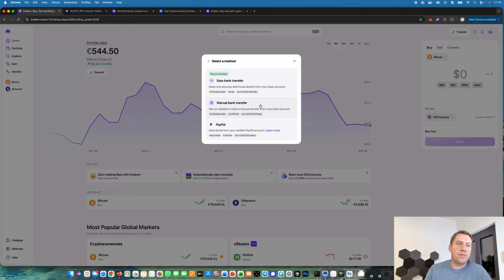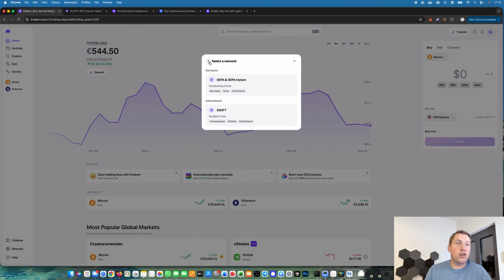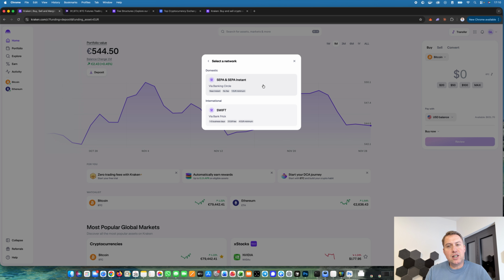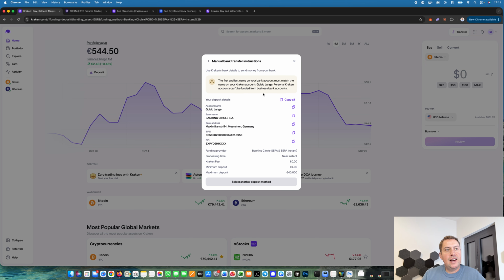And the more normal way is basically if you select manual bank transfer, and then you can just wire money to Kraken. For me, for example, in Europe, we use SEPA, and so I can just wire money to them via my bank account. They don't charge any fee, and they basically open up a bank account in my name, and I can just send money there.